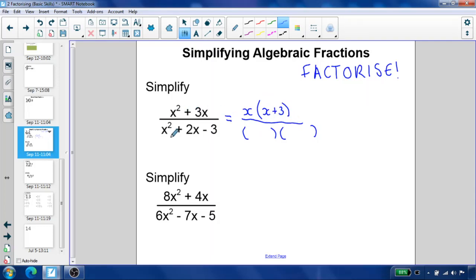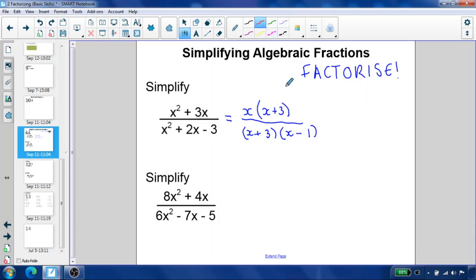Now for the purpose of this example, I'm just going to factorise this normally. So I'm going to have an x here and an x here. 3 is prime, so we're going to have a 3 and a 1. And then think about the signs. I need a positive 2x and a negative 3. So I'm going to have a plus and a minus. I'll have a plus 3 and a minus 1.